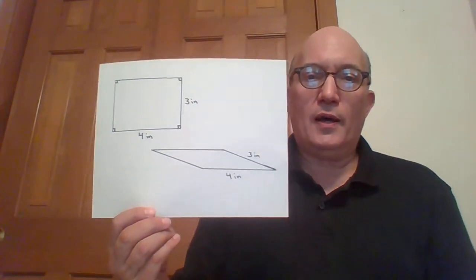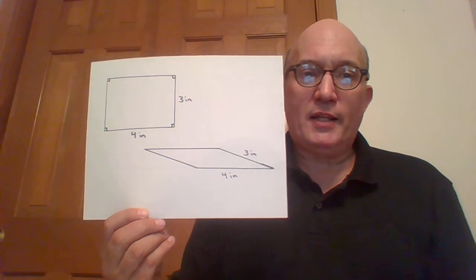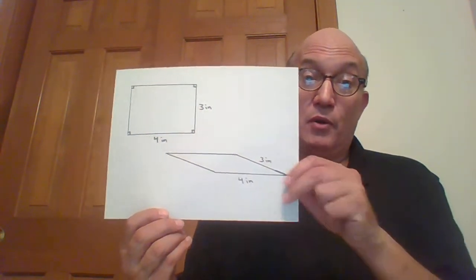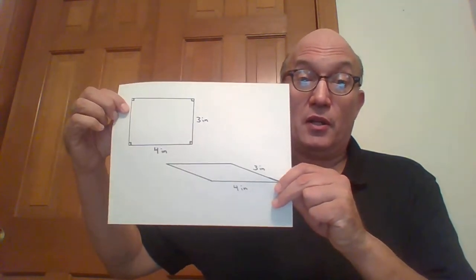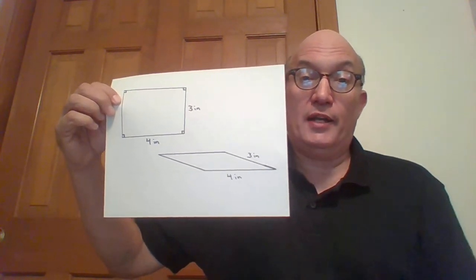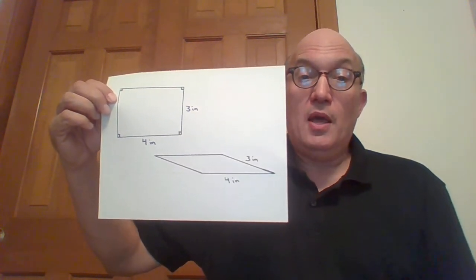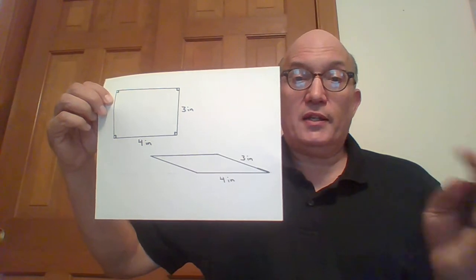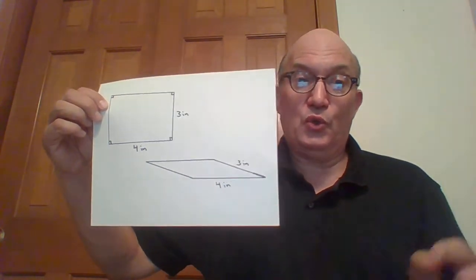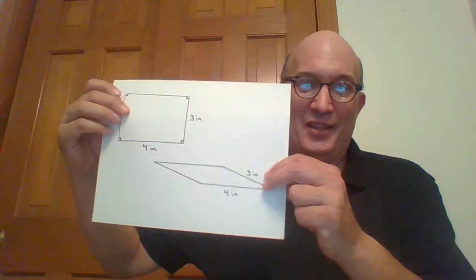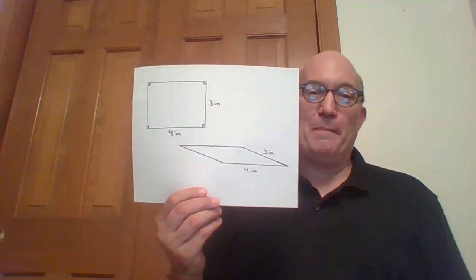Here we have a rectangle and a parallelogram. We actually have 2 parallelograms because rectangles are parallelograms. They are special kinds of parallelograms. And I constructed these 2 parallelograms, the rectangle and the parallelogram, in a certain way.